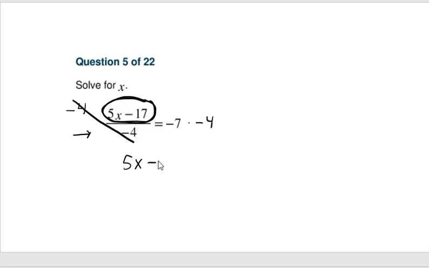And now we are left with 5x minus 17 equals 28, which is just a two-step equation. So to solve this, we have 5 times x, subtract 17 equals 28.